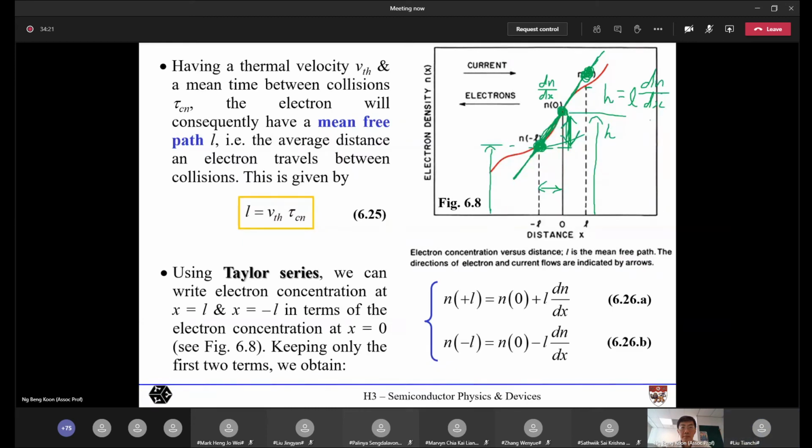Thank you. Okay, so we can actually estimate this vertical distance that we have to move down to give an estimate to n of minus L, using the gradient at x equals 0. So we can estimate this h here.